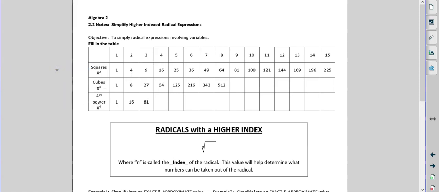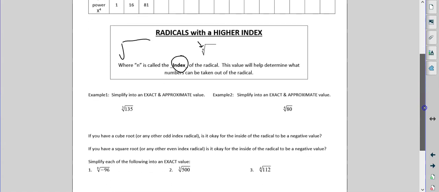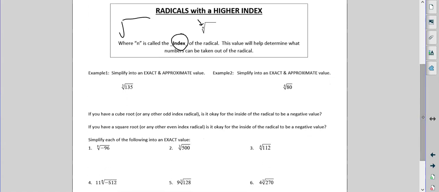Okay? So, radicals with a higher index. This little number out here, which we usually don't write for square root. Remember, we don't usually put a 2 here. We just leave it like this, and we assume it's understood that's a square root. But now we're going to add different numbers. They're called indices, the index number, of 3 and 4. So what times itself 3 times and what times itself 4 times?